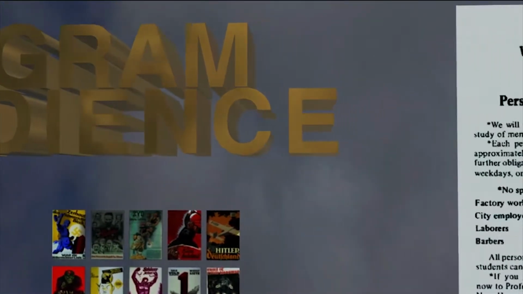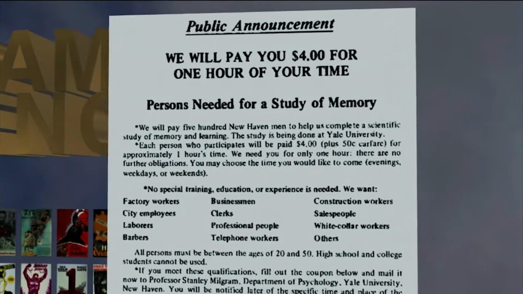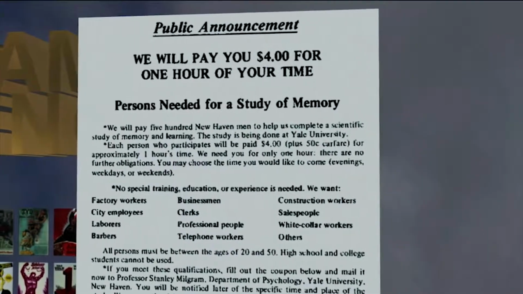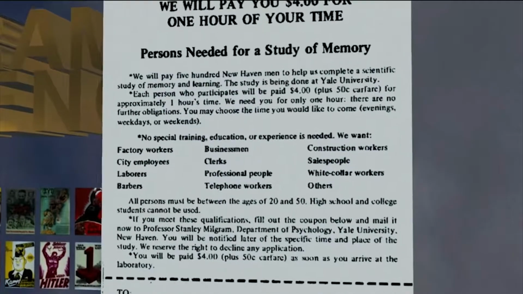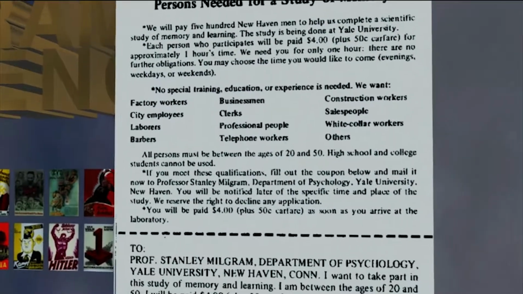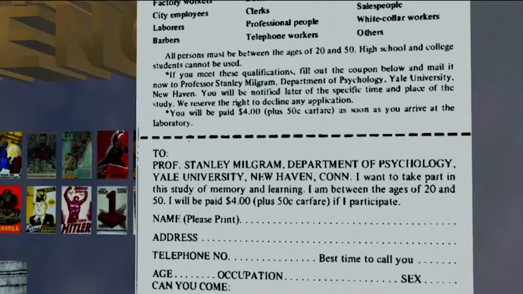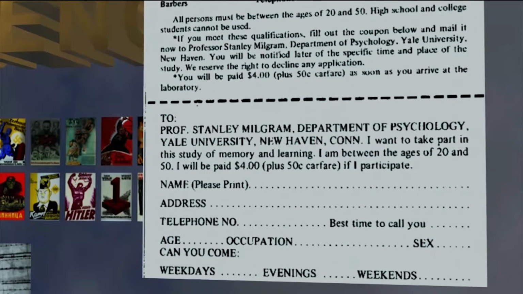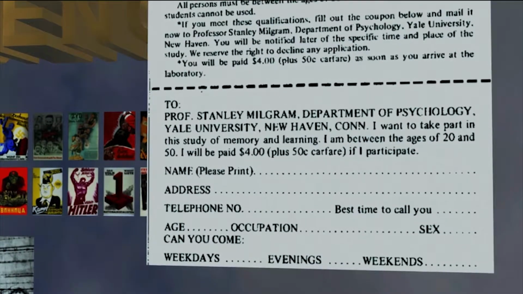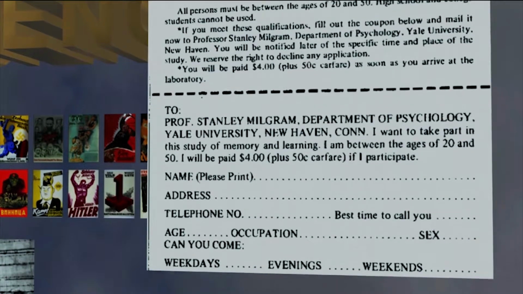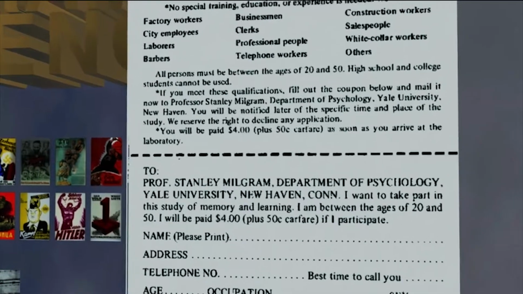He advertised in the area around the university, an area called New Haven, for volunteers to take part in the experiment. The experiment was advertised as a study on memory and learning, and he specifically sought to recruit males in the age range of 20 to 50, and he wanted to include a mix of professional and non-professional workers. Participants were paid $4.50, and they were paid that when they turned up. So it wasn't conditional on them completing or taking part in the experiment. They just had to turn up.